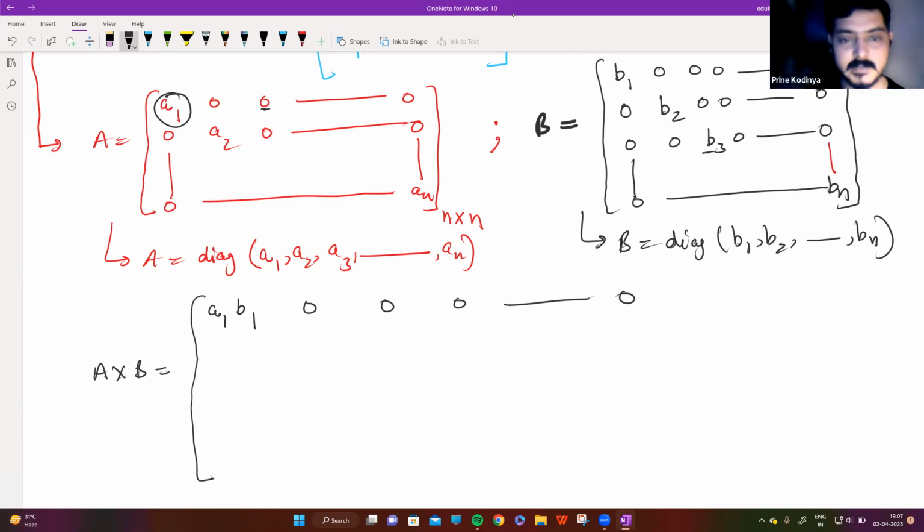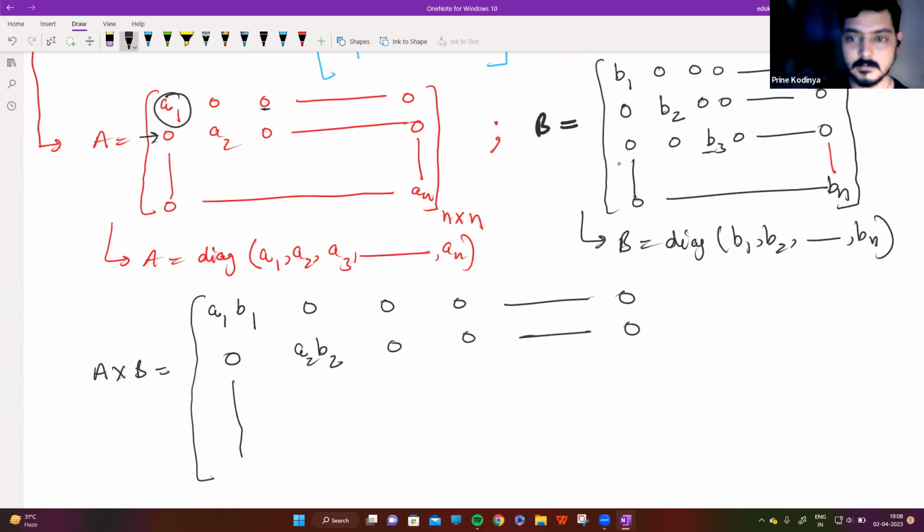Similarly, if you multiply second row with first column, so 0 into B1 is 0. Then all others are 0 because first column contains all zeros. So this is 0. Then again you multiply second row with second column. This time you get 0 into 0 plus A2 into B2, which is A2 B2. Then all other elements are 0. And this will keep on.